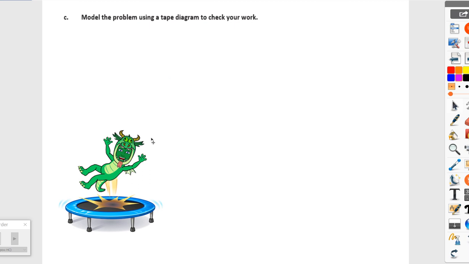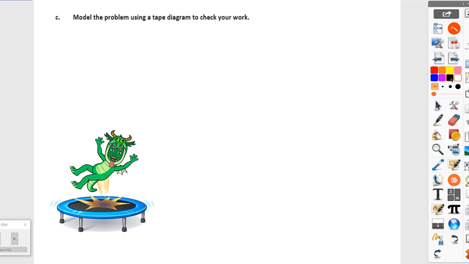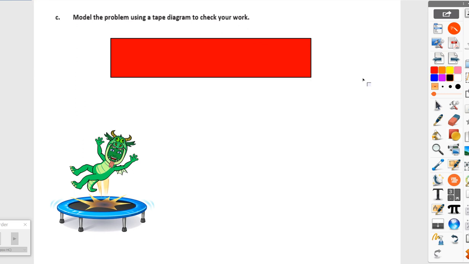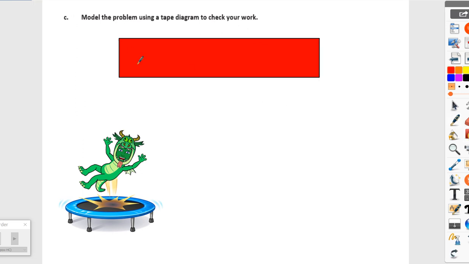Part B says, model that using a tape diagram now to check. So we need to go ahead and draw a tape diagram. And we know that in this, we have $85 for our hotel.